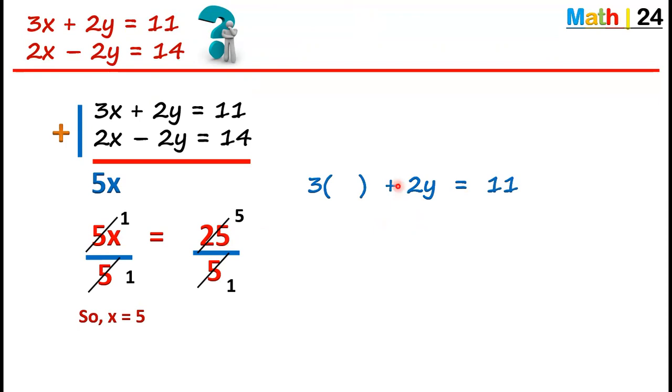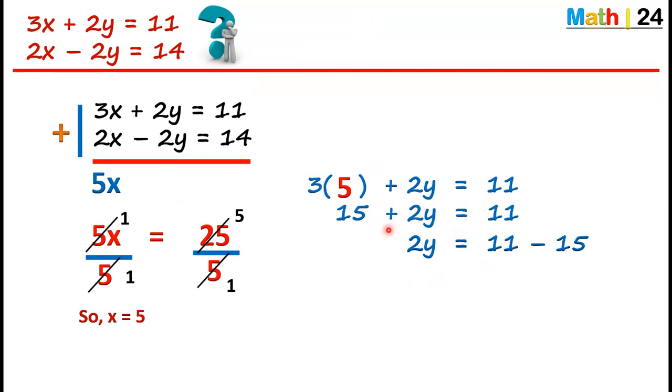So using equation 1, we are going to have 3 times a certain number plus 2y equals 11. Because we already have the value of x to be 5, we are going to say 3 times x, which is now 5, plus 2y to be equal to 11. That gives us 15 plus 2y equals 11.